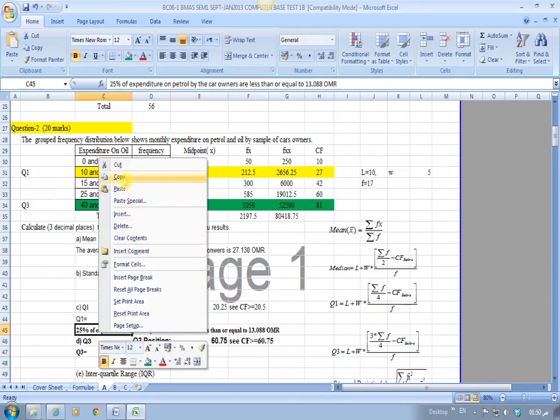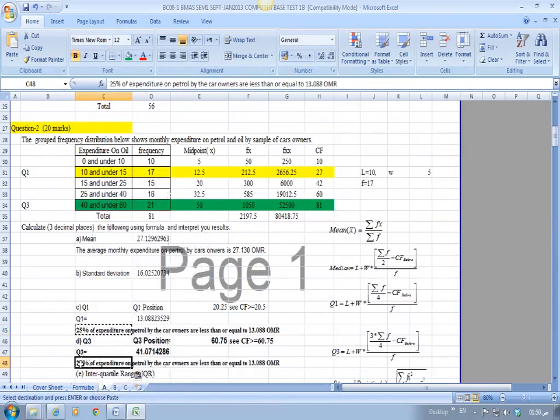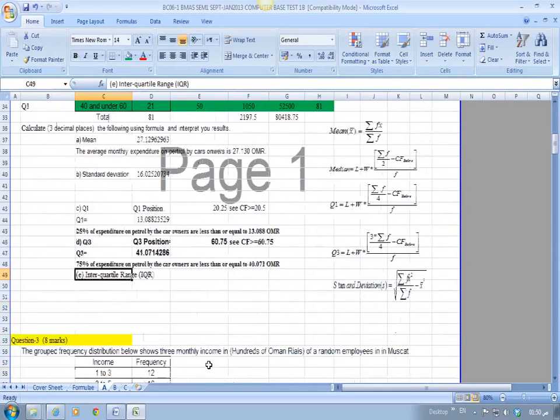Also for Q3, I will copy this one, and instead I will write here 75% of expenditure on petrol are less than or equal to 40.071 Omani Riyal. So this is the interpretation of that.